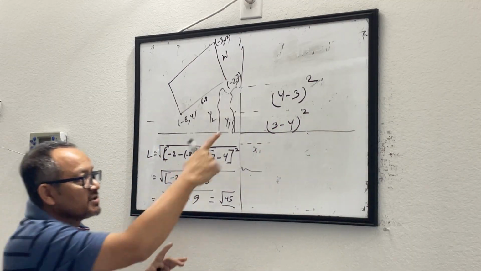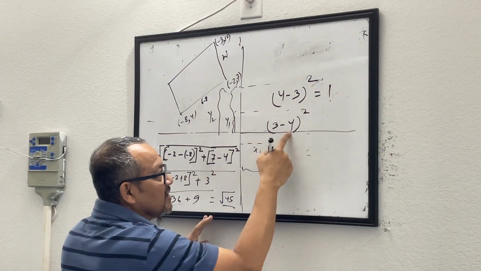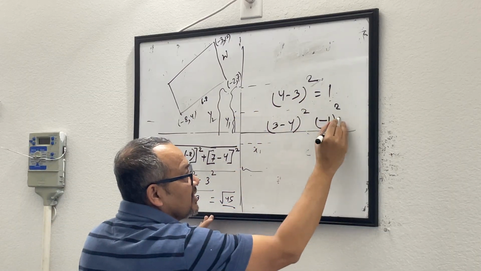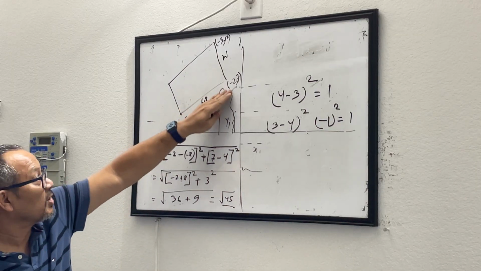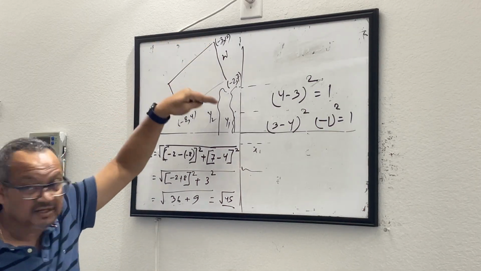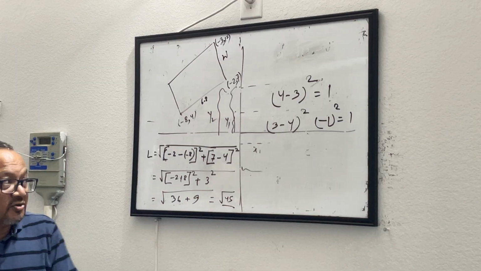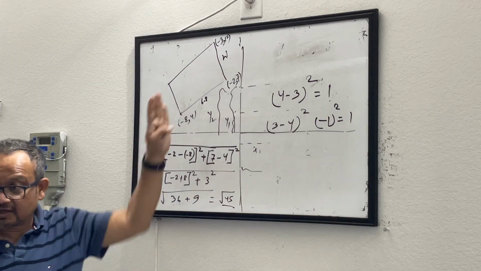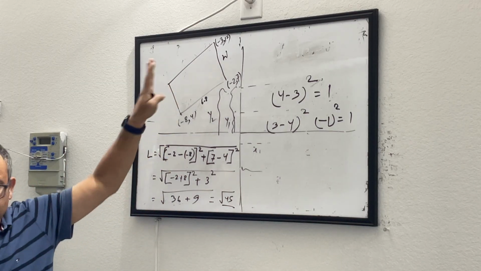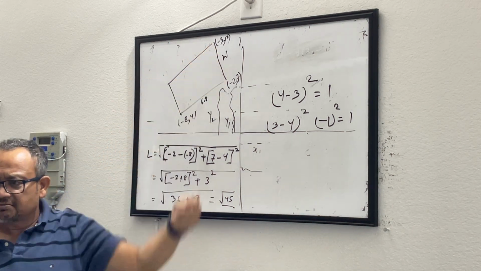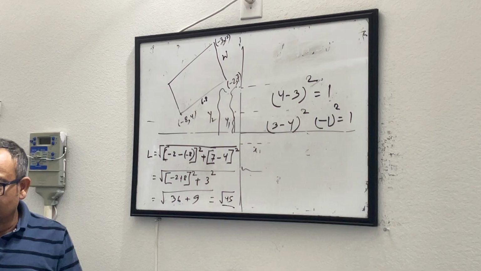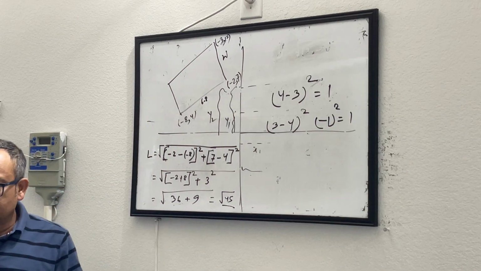4 minus 3 is 1, square is 1. 3 minus 4 is minus 1, square again gives you 1. So whether you are treating this as the first point and this as the second point, or the other way around, it doesn't make a difference. So don't burn your energy thinking about which one to pick. From that you will find out this distance. Now after that, once you have the dimensions, you can find the area.